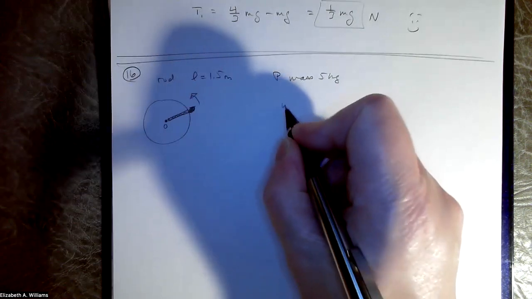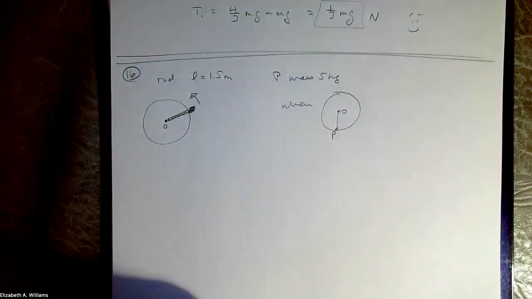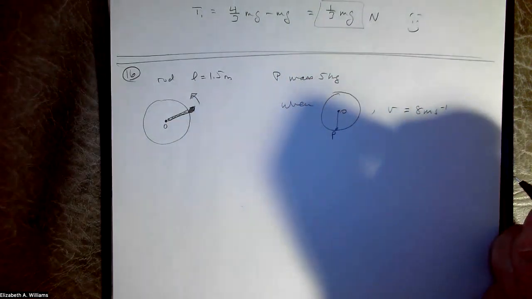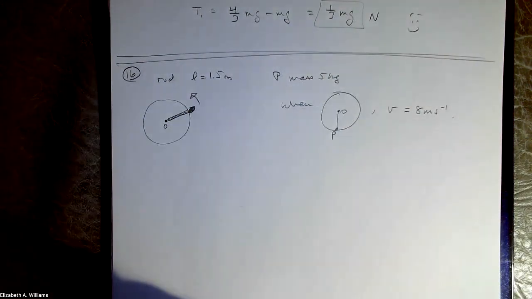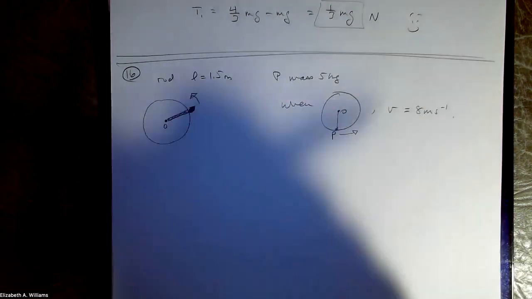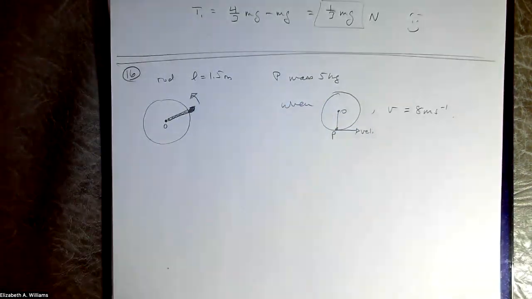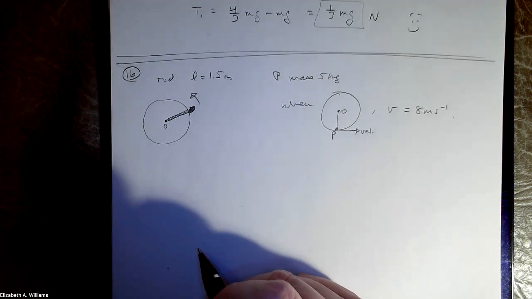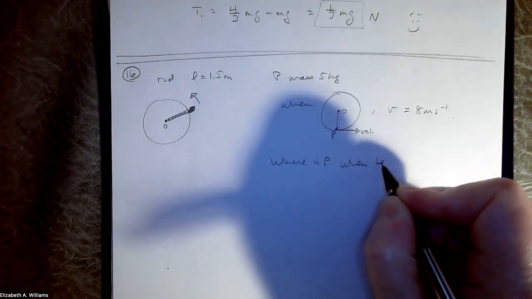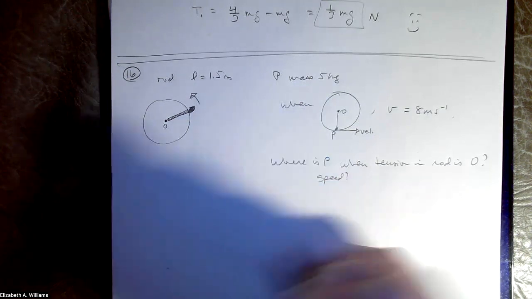Given that when the rod is vertical with P below O, the velocity of the particle is 8 meters per second. Okay, we're told that. So when P is right down at the bottom, going around anti-clockwise, that's my velocity vector. Your velocity vector is 8 meters per second at that point. Okay, and the question is, where is P when tension in the rod is zero? Okay, and how fast are you going when you're at that point?